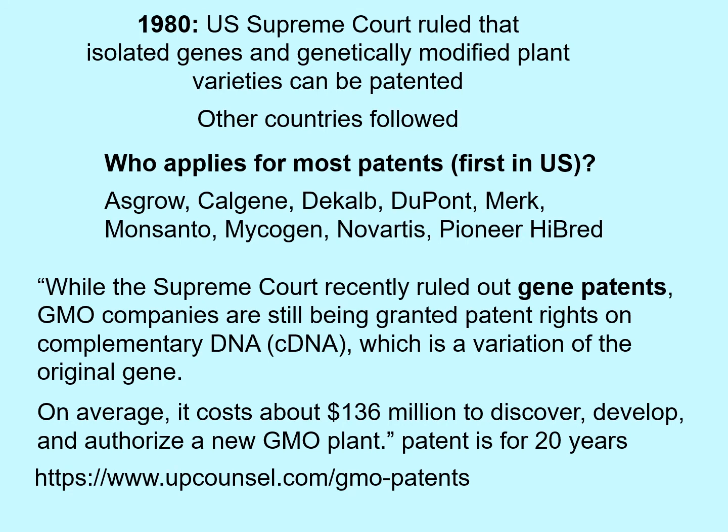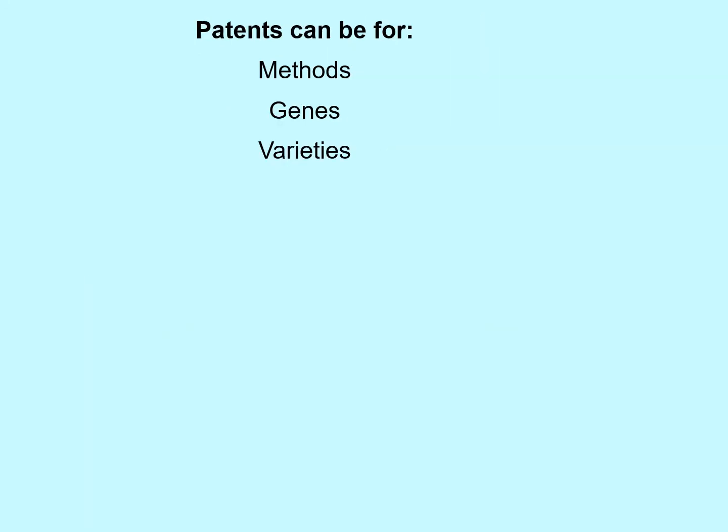Now, on average, it costs about $136 million to discover, develop, and authorize a new genetically modified organism plant. Therefore, of course, the people who develop it want to be the sole suppliers of that seed. And the patent is for 20 years. So for 20 years, no one else is allowed to sell that seed. And you're not allowed to save your seed to grow yourself the next year. So patents can be for methods, they can be for these complementary genes, and they can be for plant varieties.